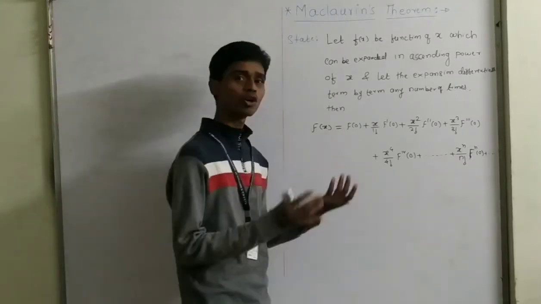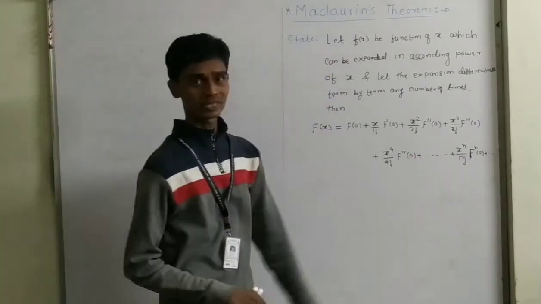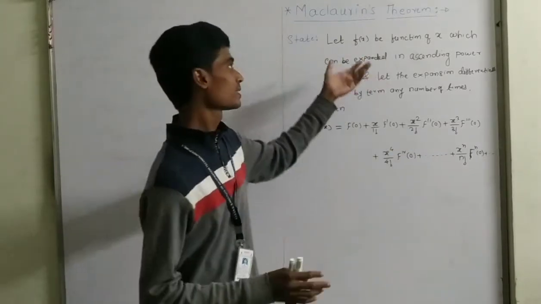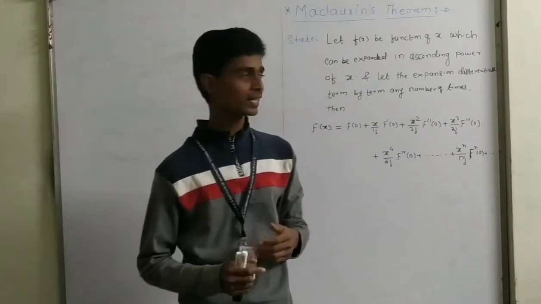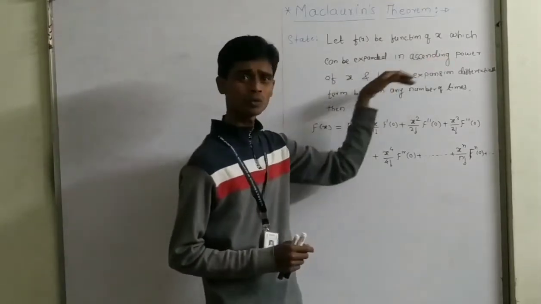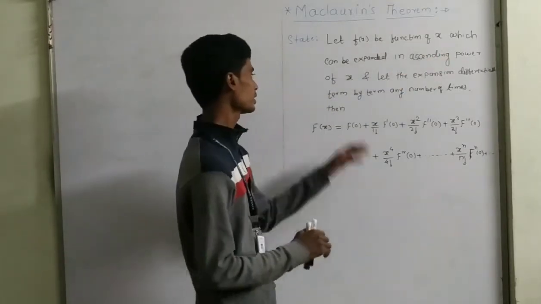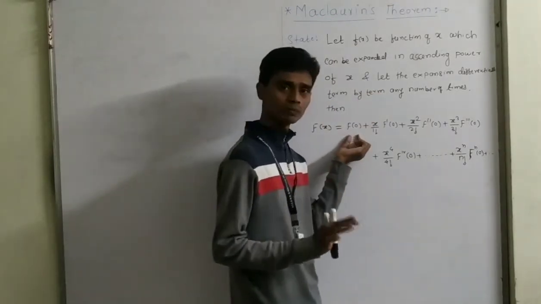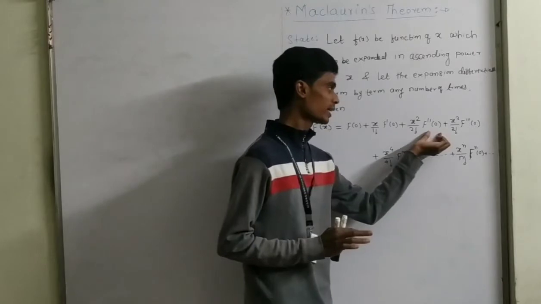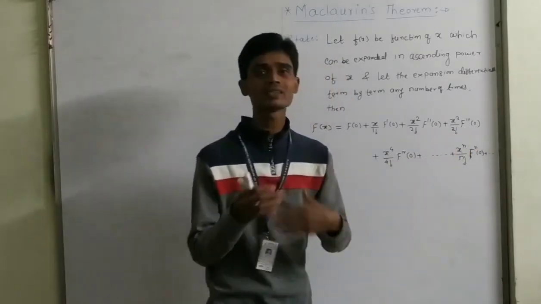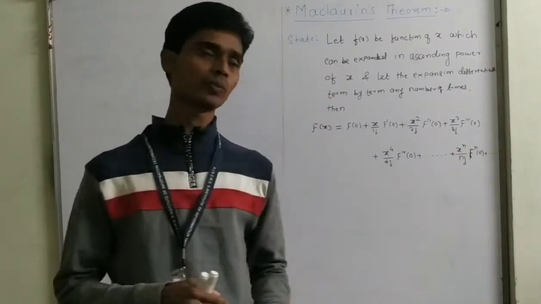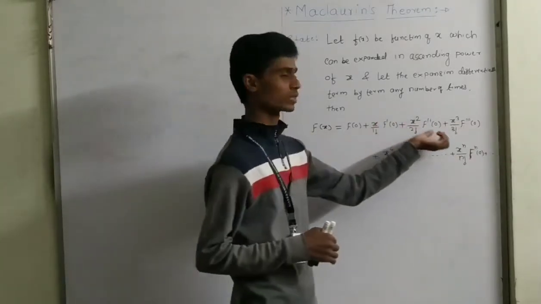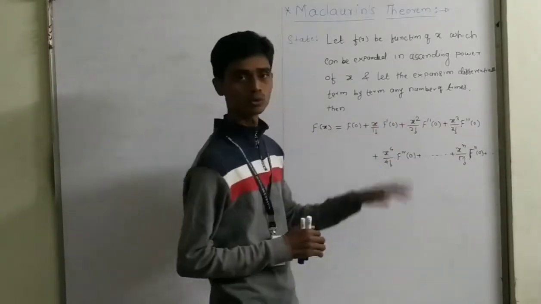So just recall it. Maclaurin's theorem says that if f of x is a function of x which can be expanded in ascending powers of x, and the expansion is differentiable term by term, that means there is f of 0, f dash of 0, f double dash of 0, f triple dash of 0, differentiable term by term any number of times, and we take higher derivatives like the first derivative, second derivative, third derivative at x equal to 0.